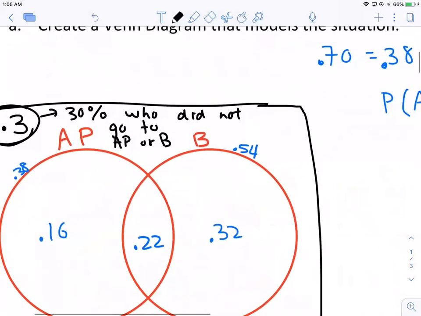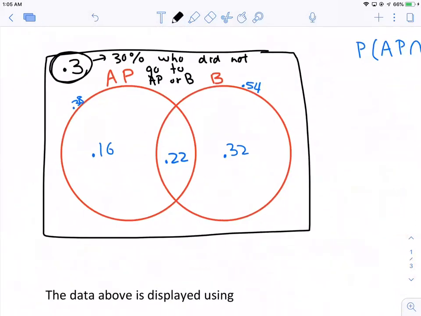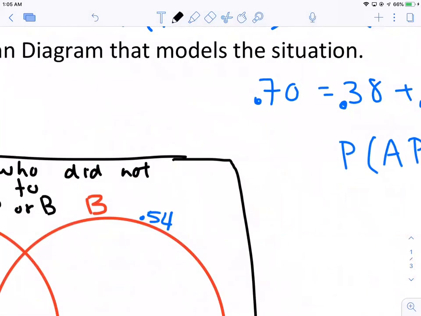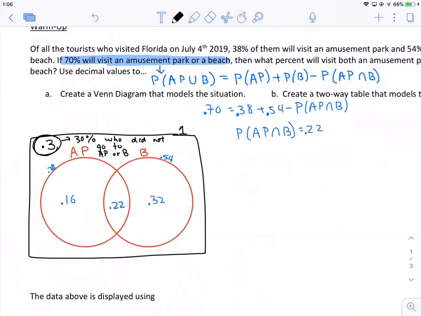And outside, this is our entire set. So if we add up all the numbers, this plus that, all those circle numbers, that is going to equal 1. And of course, it should equal 1 because that is 100% of the people that went to Florida. So that's our entire sample.